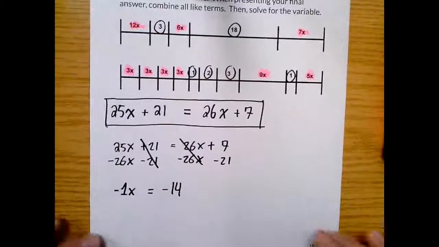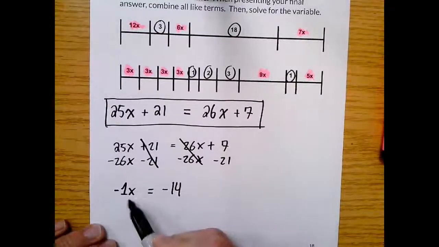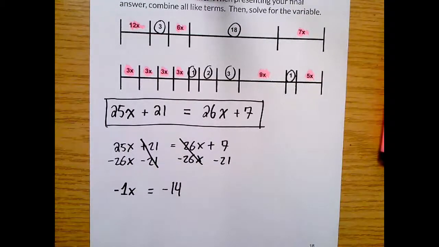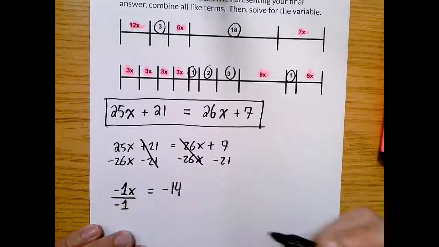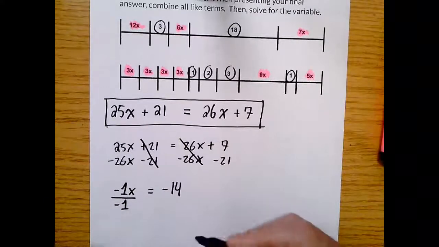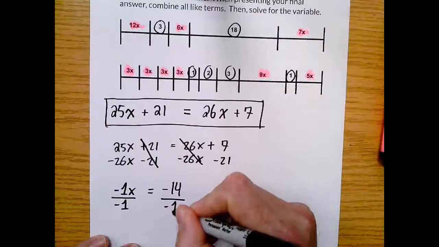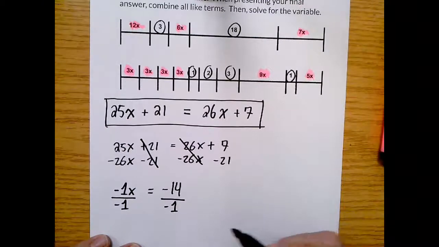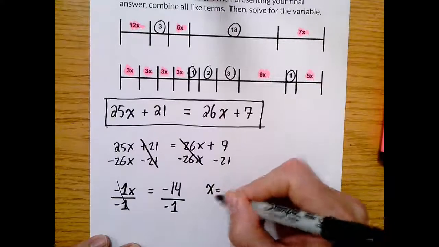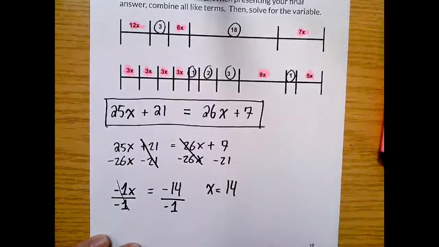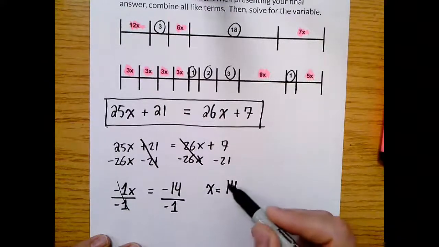And we're very, very close to being finished here. We just have to get this x all by itself. Right now, this x is being multiplied by negative 1. So what's the opposite of multiplying by negative 1? Well, we just divide by negative 1. And again, working with that idea of balancing our equation, we divide both sides by negative 1. These will cancel again, and we get x is a positive 14. Remember, it's a positive 14 because if you multiply two negatives or divide two negatives, they are, in fact, positive.